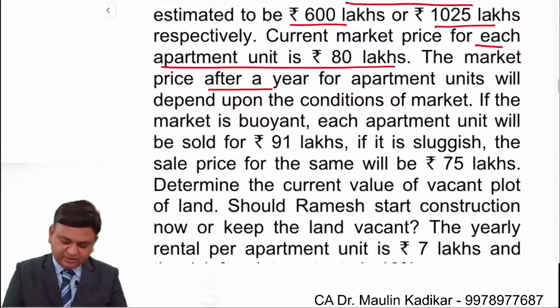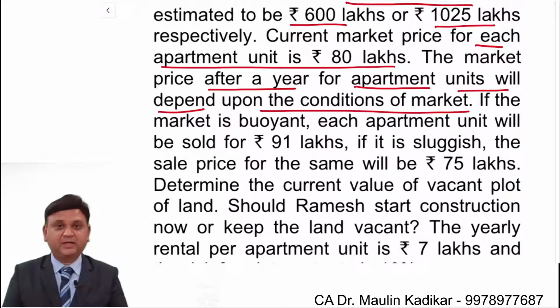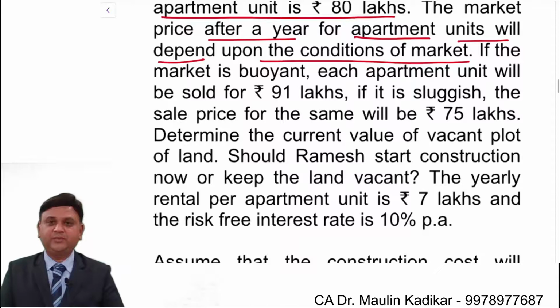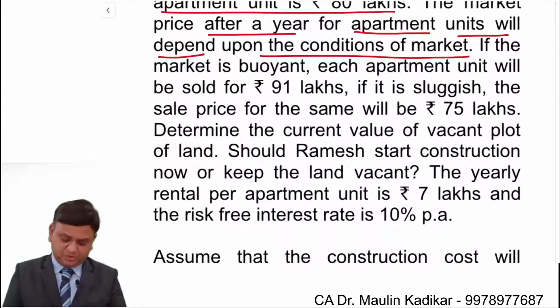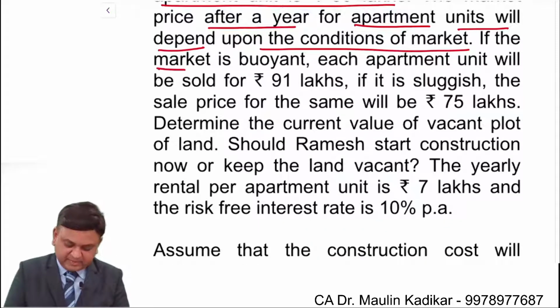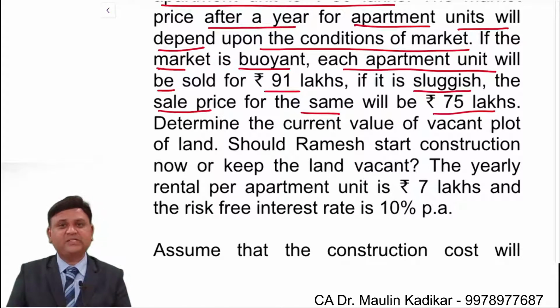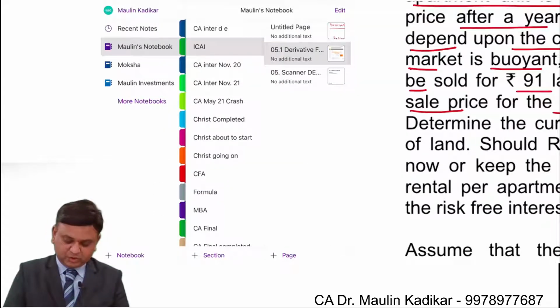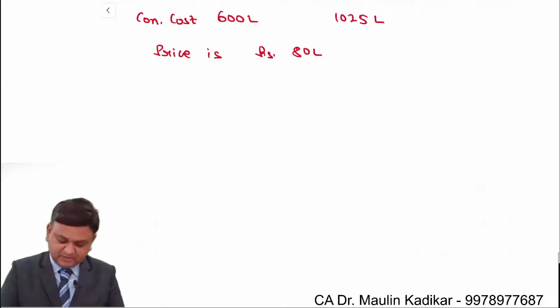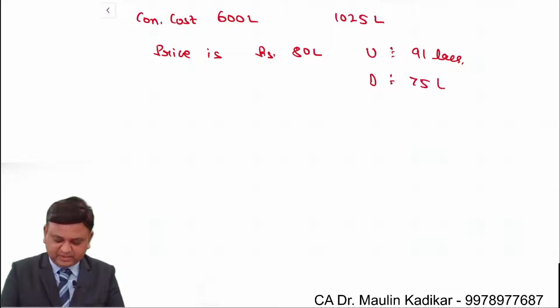The market value after a year for the apartment units will depend upon the conditions of the market. So after 1 year, what would be the price? That depends upon the market situation. If the market is buoyant, each apartment unit will be sold for 91 lakhs. If it is sluggish, the sale price of the same will be only 75 lakhs. So the price may increase up to 91 lakhs or it may fall down to 75 lakhs.